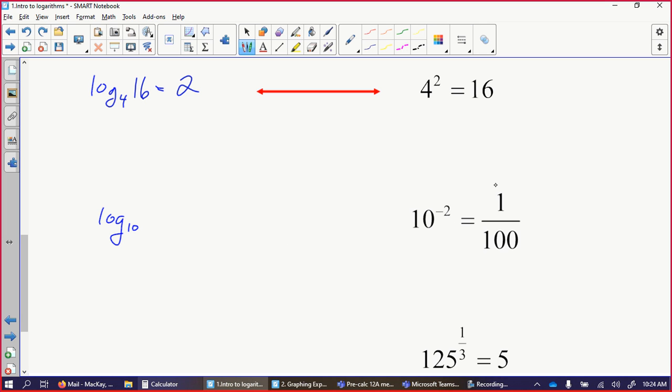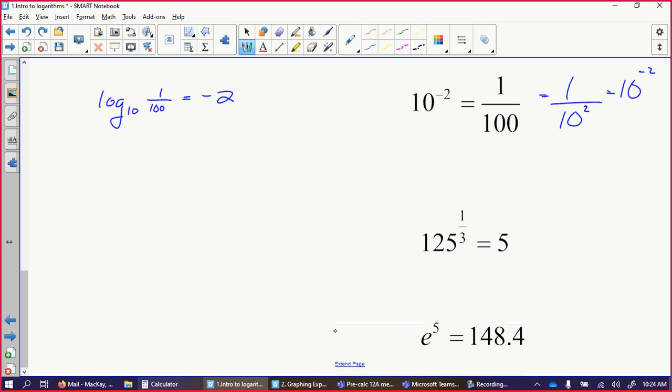The base is 10. The argument is 1/100th. The exponent is -2, because this is 1 over 10 squared, which by our exponent rules is 10 to the -2. There's e, approximately. Log: well, the base is 125. The argument is 5. 125 to what power equals 5? That's 1/3.